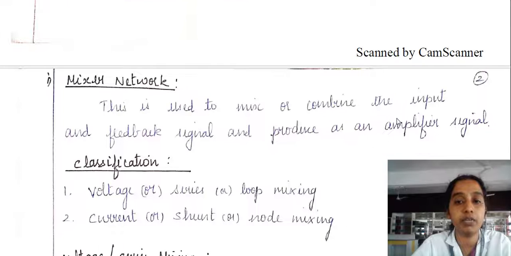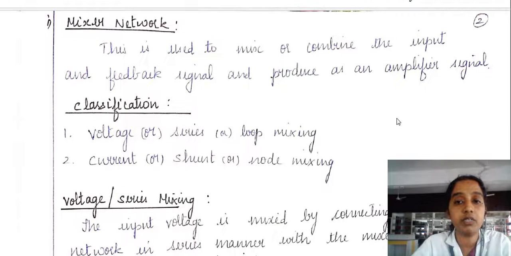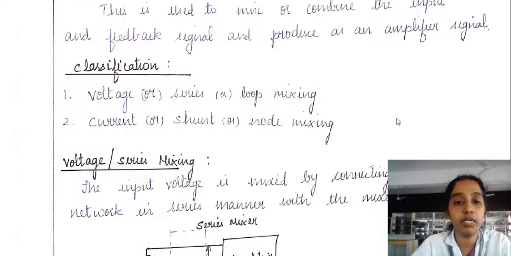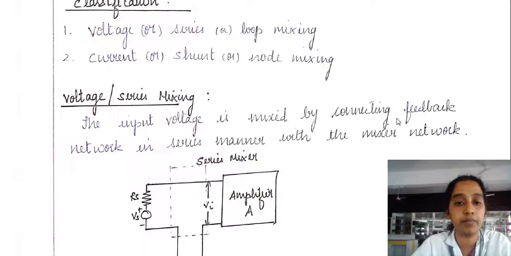What is a mixer network? So mixer network is used to combine or mix the input signal with the feedback signal and it produces an amplified signal. So here in the mixer we have voltage mixing, or it is also called series mixing, or it is also called loop mixing. And the other classification is current mixing, shunt mixing or node mixing.